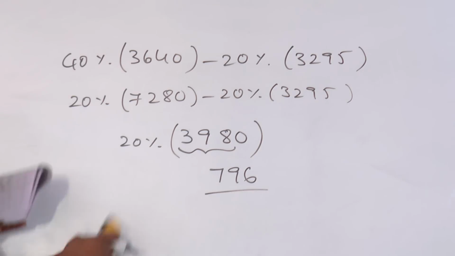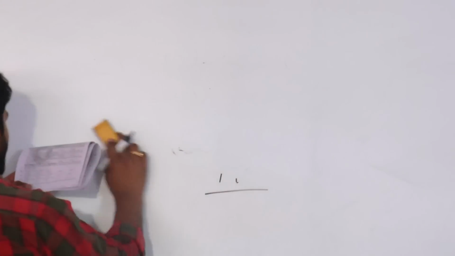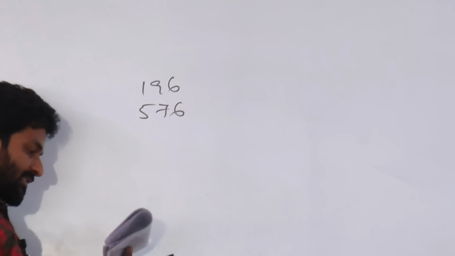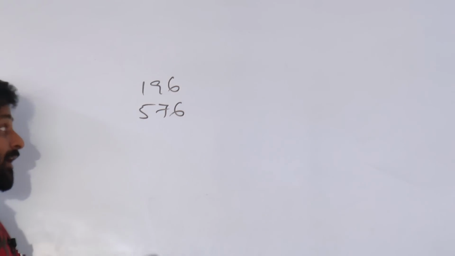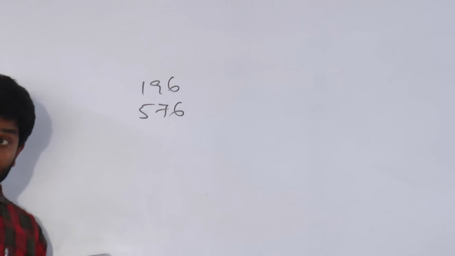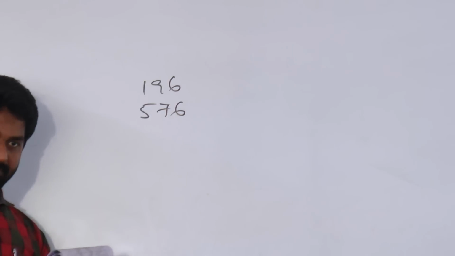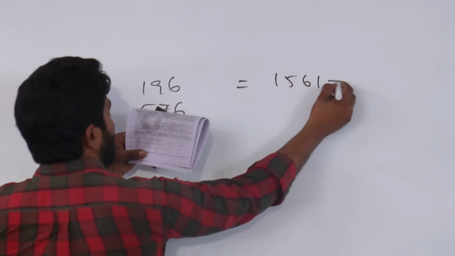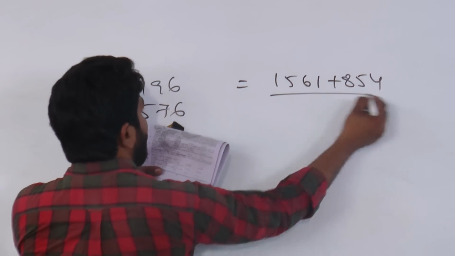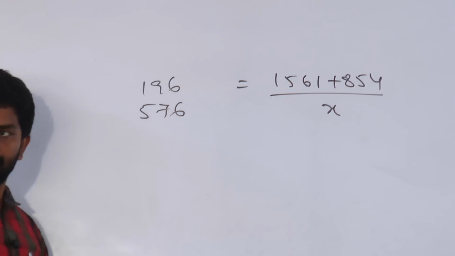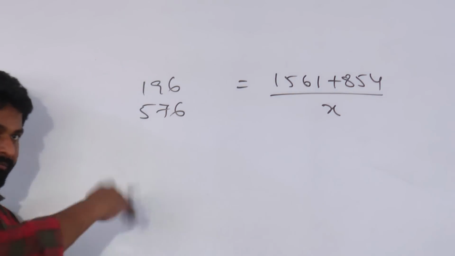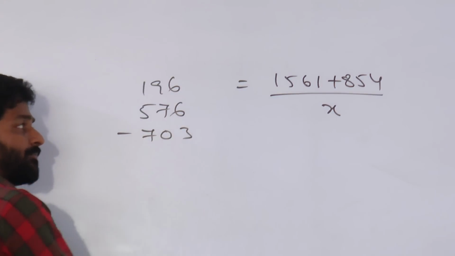38. 14 square something plus 24 square. 14 square is 196. 24 square is 576. And from this number you need to subtract something and then take the negative value to the right hand side, that becomes positive, and that will be 1561 plus 854 divided by x. Negative value to right hand side. And already you have right hand side 703. Take that to left hand side, that becomes minus 703.